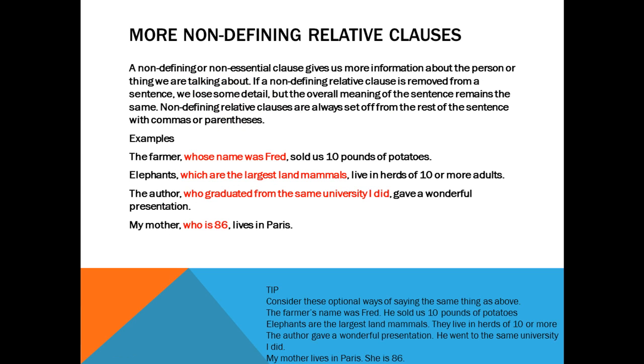More non-defining relative clauses. A non-defining or non-essential clause gives us more information about the person or things we are talking about. If a non-defining relative clause is removed from the sentence, we lose some detail, but again the overall meaning of the sentence remains the same. And they're always set off from the rest of the sentence with commas or parentheses when we are writing them. So let's look at these.